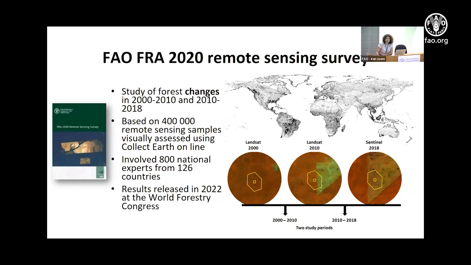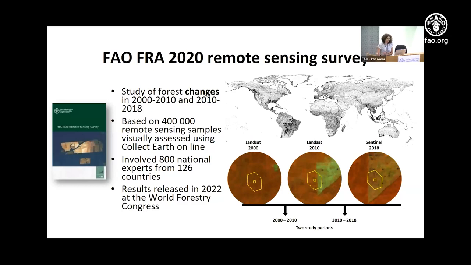The results of this study were released at the World Forestry Congress last year, in 2022. Here you can also find the cover of the publication, and I encourage you to go to the FRA website, if you have not done so, to consult it, because there is a lot of data on how forests are changing over time by biome, ecozone, and at the global level.